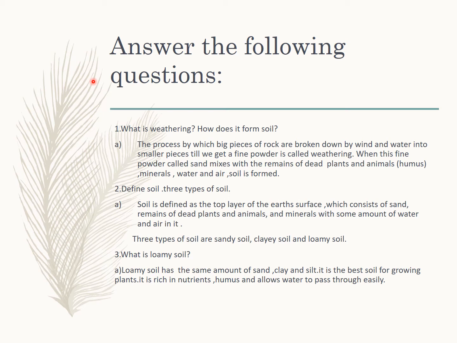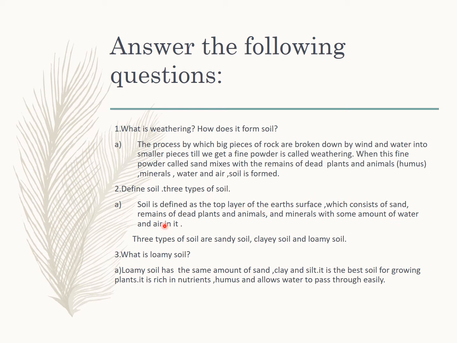The first one is, what is weathering? How does it form soil? The process by which big pieces of rock are broken down by wind and water into smaller pieces till we get a fine powder is called weathering. How does it form soil? When this fine powder called sand mixes with the remains of dead plants and animals, minerals, water and air, soil is formed.